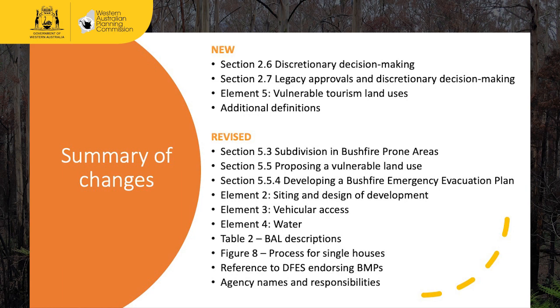The main changes to this version are that we have three new sections: 2.6 Discretionary Decision Making, 2.7 Legacy, and Element 5 Vulnerable Tourism Land Uses, an update to the Vulnerable Land Uses Preamble, and significant revision of bushfire protection criteria.